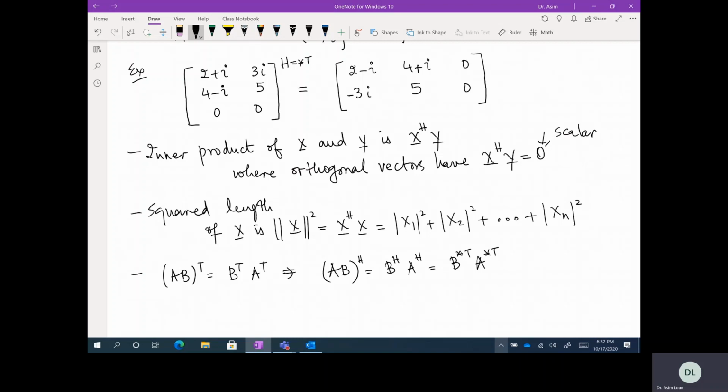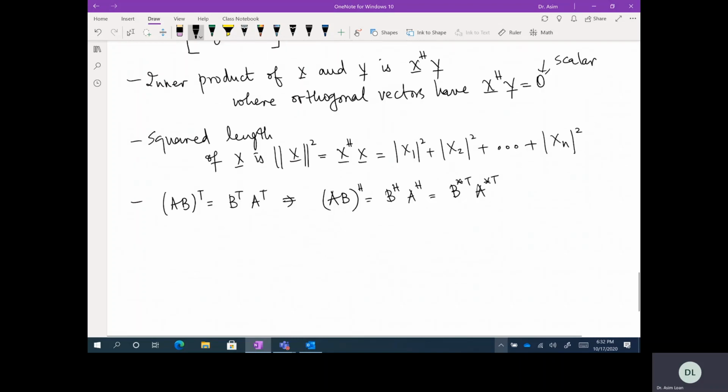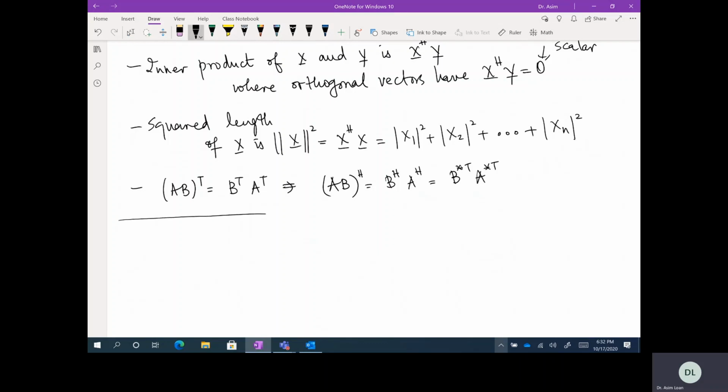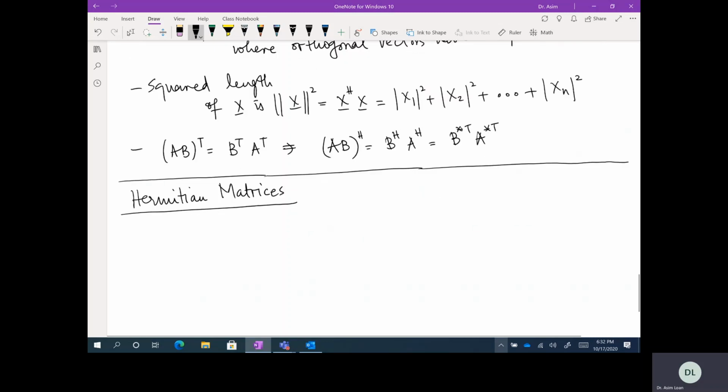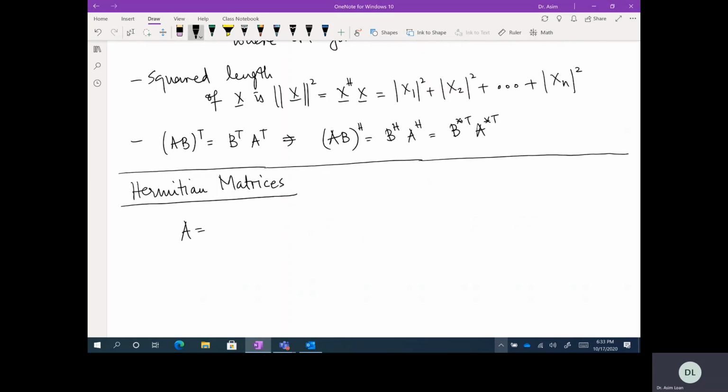Okay. What about Hermitian matrices? These are the counterpart of real symmetric matrices. So whatever is true for a real symmetric matrix is also true for a Hermitian matrix. These are the supersets, and real symmetric is a subset.